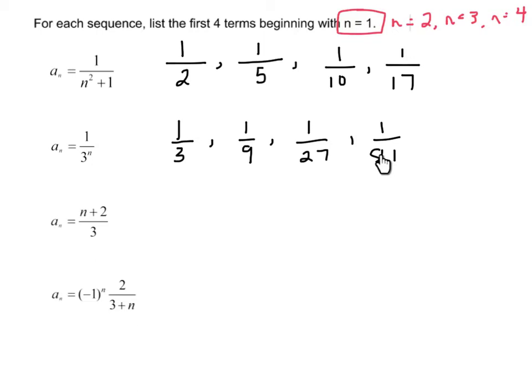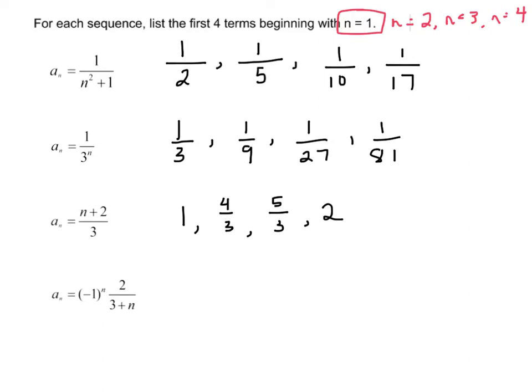Whereas this next one, let's plug in 1, we get 1 plus 2 over 3, so we get 1. The next would be 2 plus 2 over 3, so 4/3. 3 plus 2 over 3 is 5/3. And 4 plus 2 over 3 is 2. This will not converge because the numerator will continue to grow and the denominator is locked at 3. This will diverge. This sequence will just continue to grow.